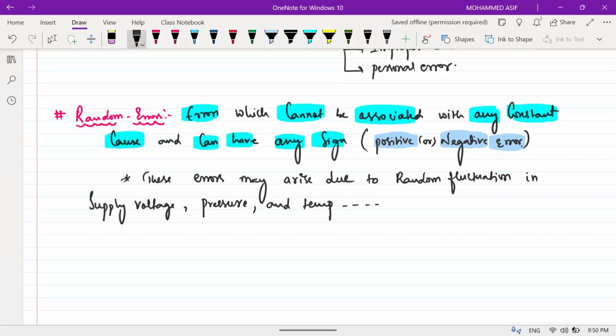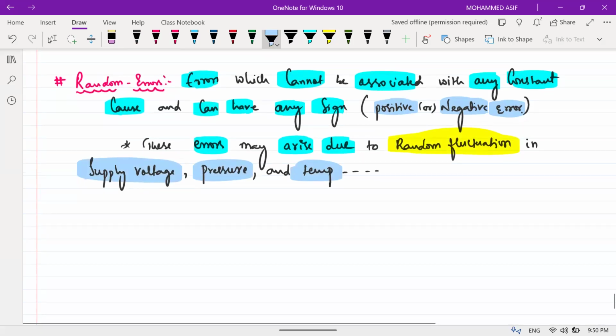This is a really very important point. These errors arise due to random fluctuations. That means there may be a sudden change in supply voltage, sudden pressure difference, sudden temperature change, sudden increase of current, or suddenly the instrument falling down. These are all random errors. Now, how to minimize this?